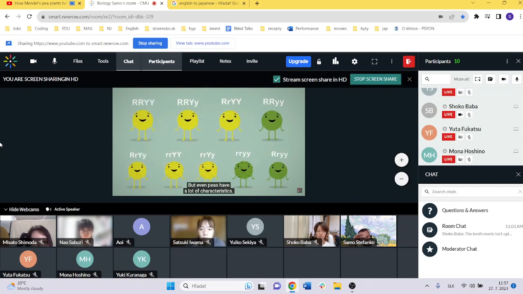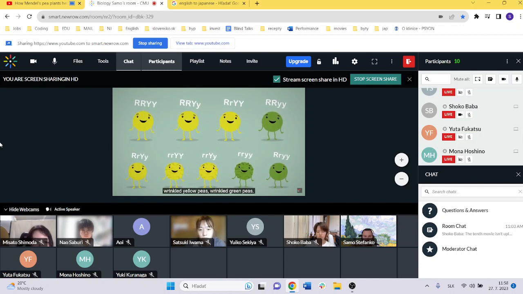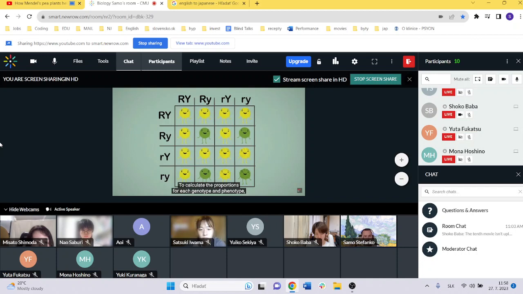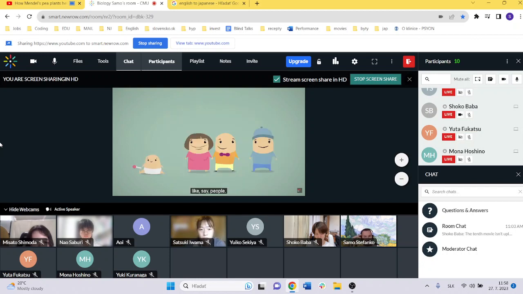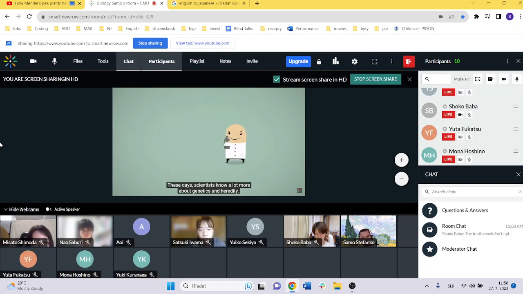But even peas have a lot of characteristics. For example, besides being yellow or green, peas may be round or wrinkled. So we could have all these possible combinations: round yellow peas, round green peas, wrinkled yellow peas, and wrinkled green peas. To calculate the proportions for each genotype and phenotype, we can use a Punnett square too. Of course, this will make it a little more complex. And lots of things are more complicated than peas, like, say, people. These days, scientists know a lot more about genetics and heredity, and there are many other ways in which some characteristics are inherited. But it all started with Mendel and his peas.